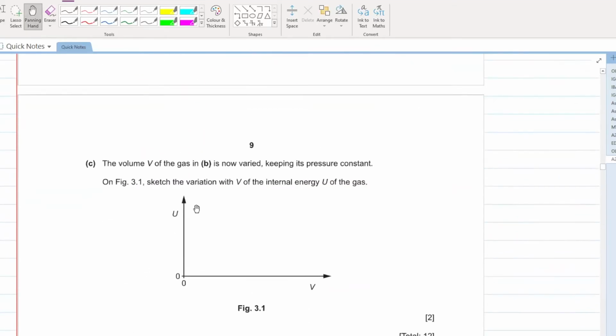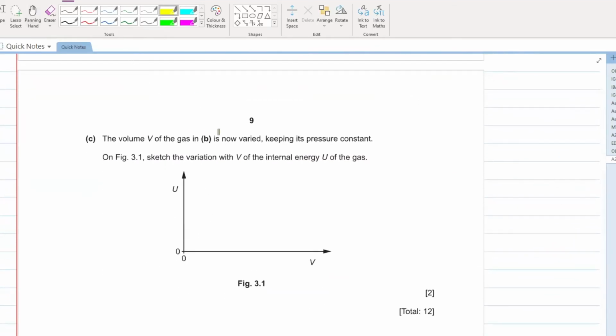Let's further move ahead. The volume of the gas is now varied, keeping its pressure constant. Perfect. So the pressure is constant, volume is varied. Sketch the variation with volume of the internal energy of the gas. We have to sketch the variation with volume of the internal energy of the gas.